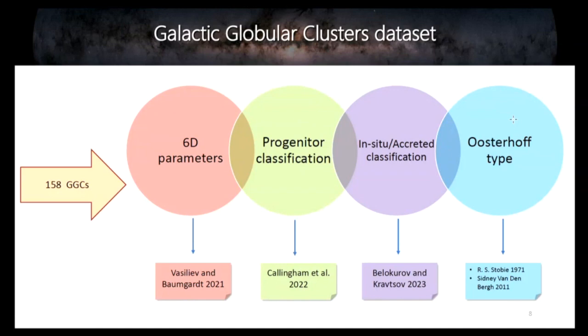Moreover, we want to analyze 2 types of classification. The first one will be the in situ accreted classification from the most recent paper of Belokurov and Kravtsov. Moreover, we want to analyze the progenitor classification by Callingham. And finally, I found the most recent list of Oosterhoff types from Stobie and Sidney van den Bergh.